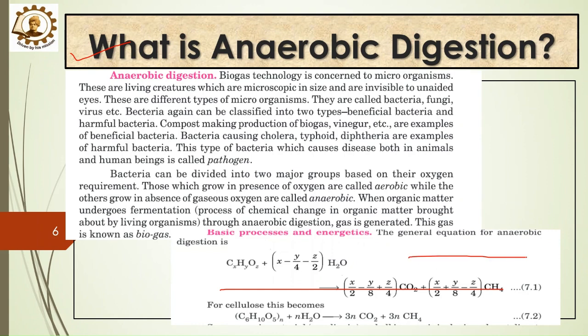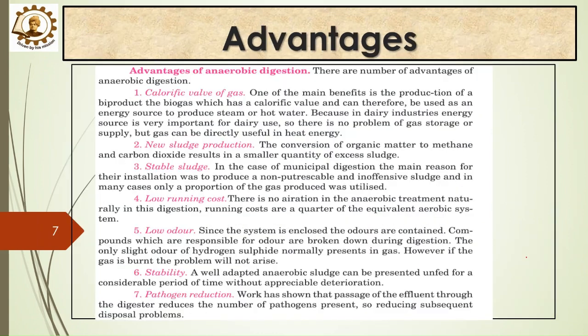So this is the basic chemical reaction for the process of anaerobic digestion that the students can easily go through. Now, coming to the advantages of using anaerobic digestion as a major process for the conversion of biomass into biogas. The first advantage is the calorific value of the gas. One of the main benefits is the production of a byproduct, the biogas, which has a higher calorific value.